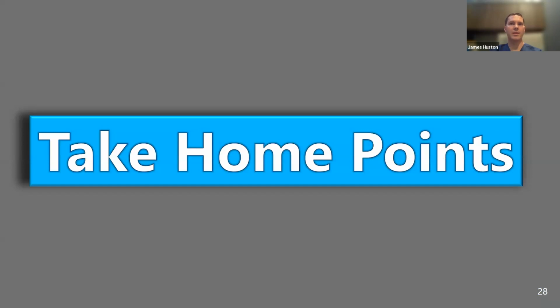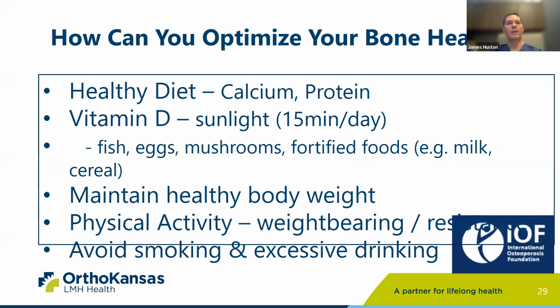So just to circle back to some take-home points for the audience here today. How can you optimize your bone health? Healthy diet, calcium, protein, leafy green vegetables, vitamin D. Ideally, you can get all of the vitamin D that you actually need from the sun. That can be harder in the winter. A, there's not as much vitamin D getting through, and B, it's cold and dreary outside. But 15 minutes per day can get you the vitamin D that you need.